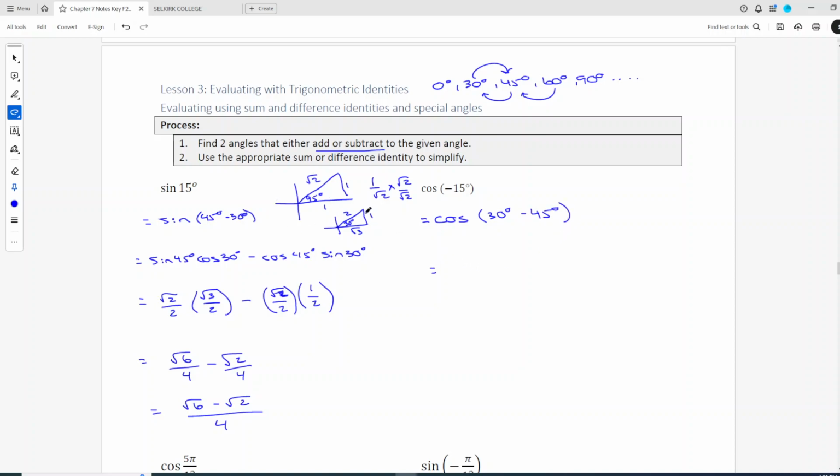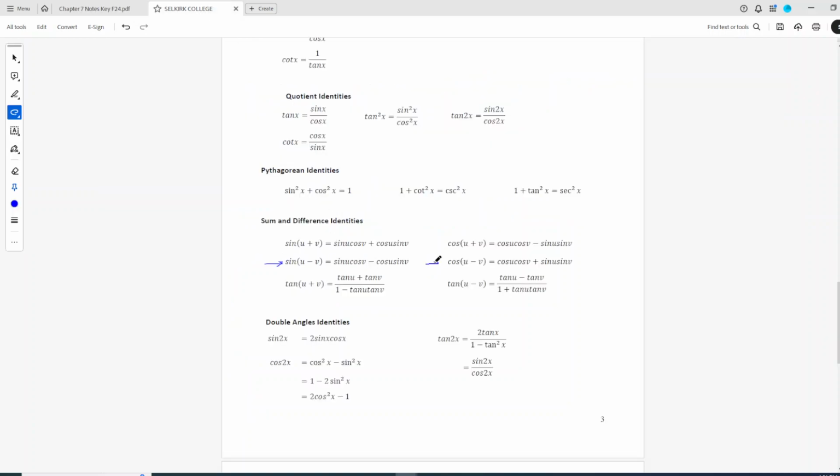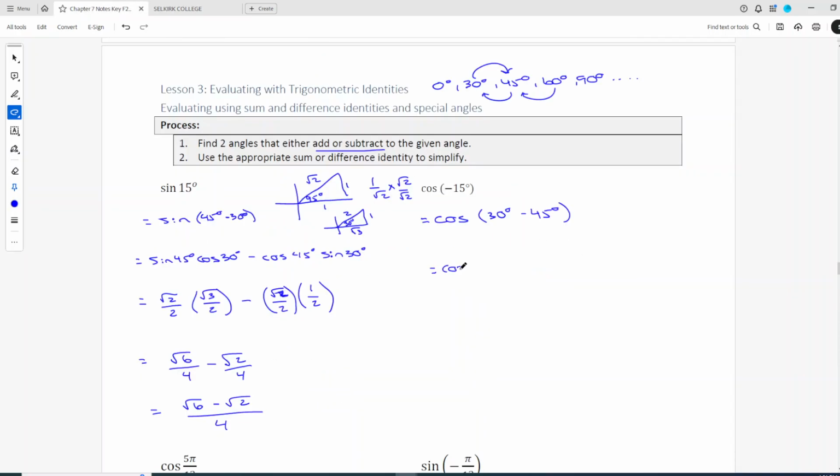So we can use these same triangles that we drew over here, but the first thing we're going to do is write this out. So again, you go to your formula sheet. This is a cos difference identity. So the cos difference identity goes cos first angle, cos second angle, plus. So this is the identities that switch signs. And then it goes sine first angle, sine second angle. So we're going to do cos first angle, cos second angle, plus sine first angle, sine second angle.